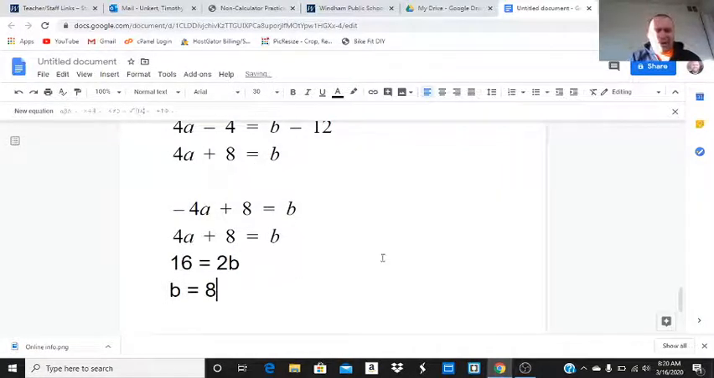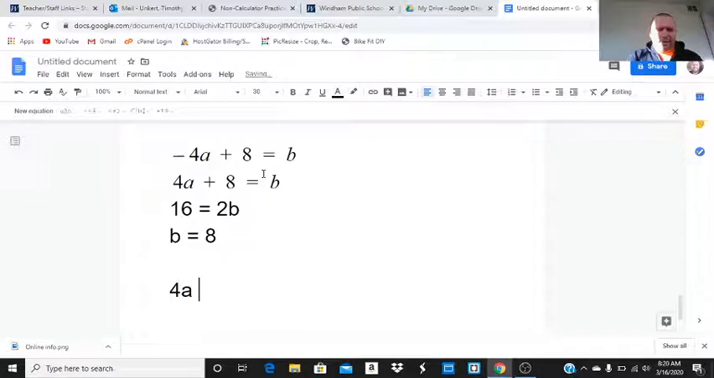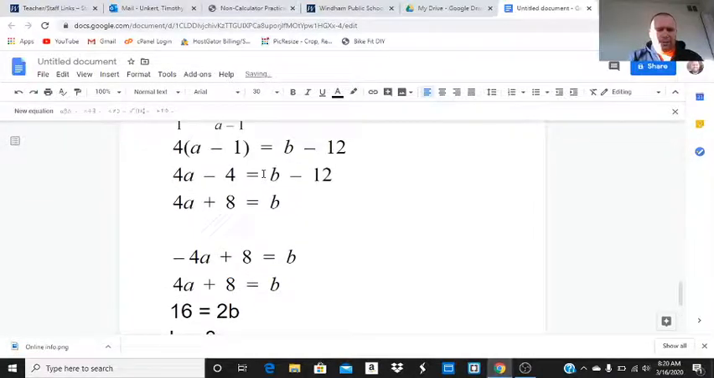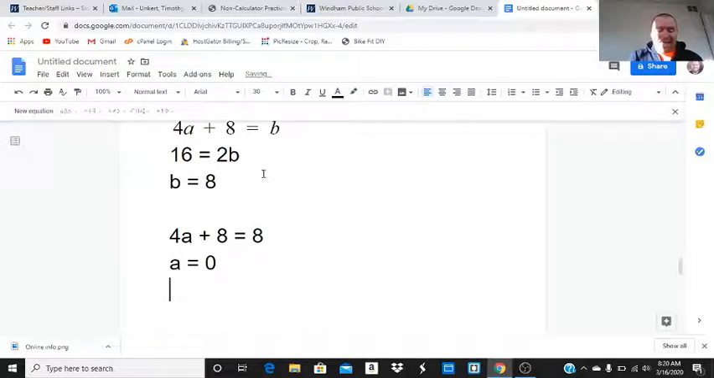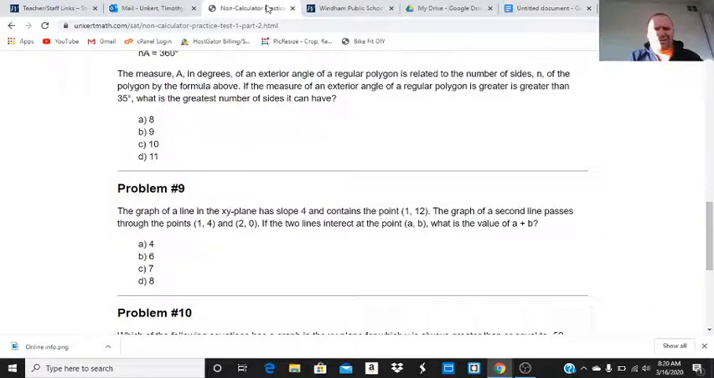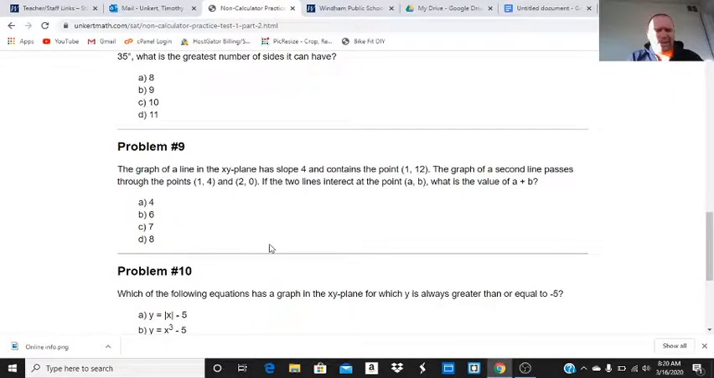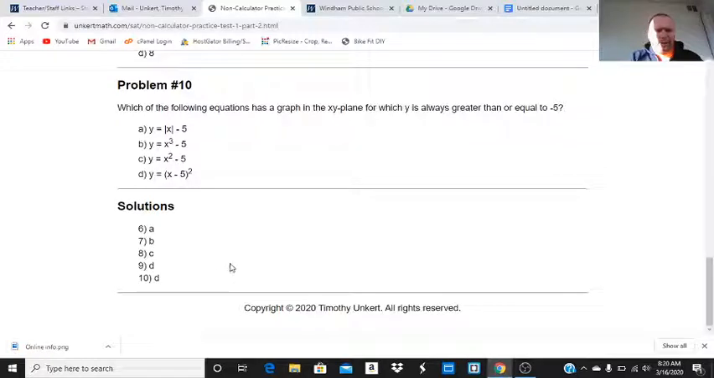Now we just have to figure out what A equals. Okay, so if we plug that back into, say, this equation here, we're going to have 4A plus 8 equals 8. Therefore, A must equal 0. So A plus B equals 0 plus 8 equals 8. So our solution is 8. Took a little while, but we got to it, and that's D. And that is correct.